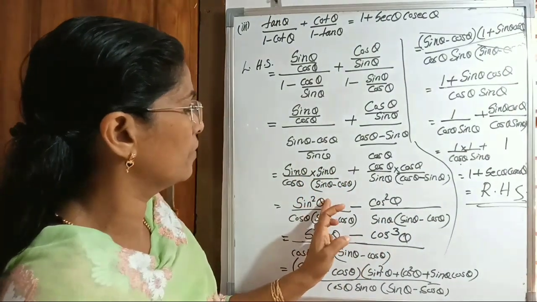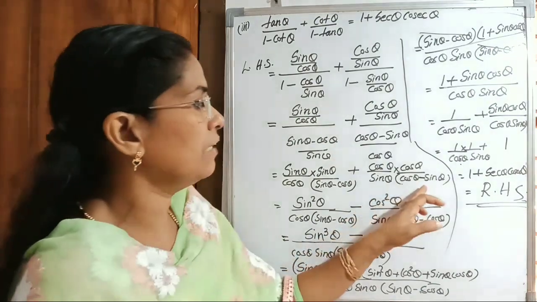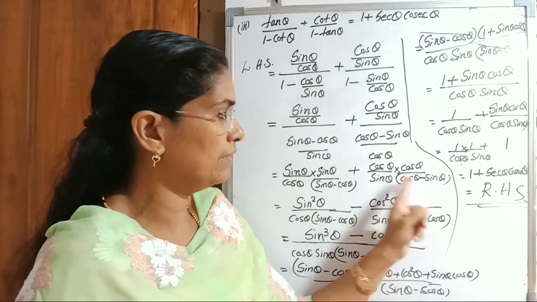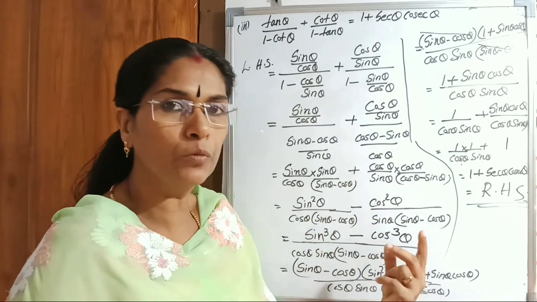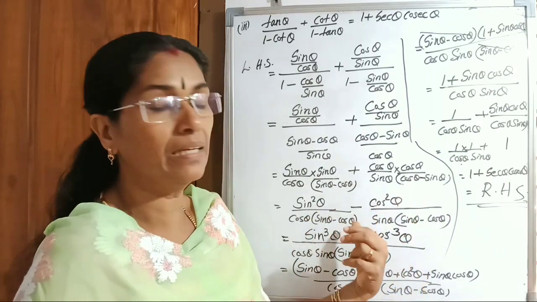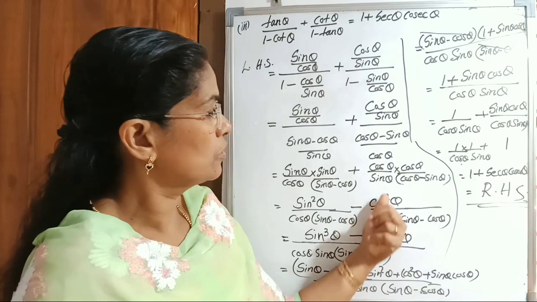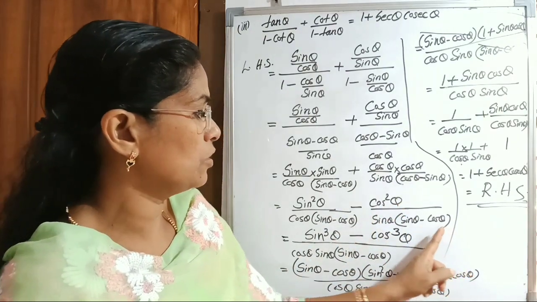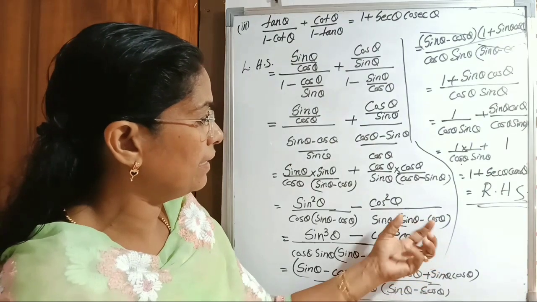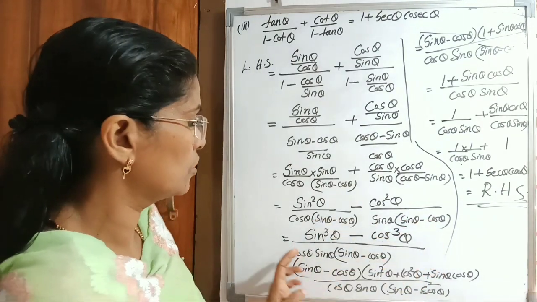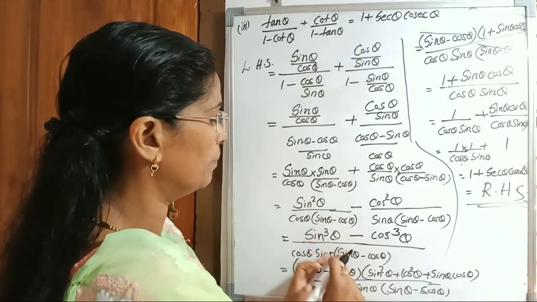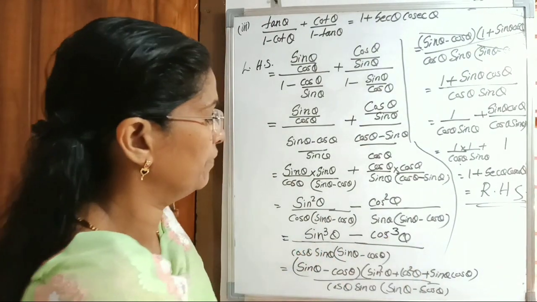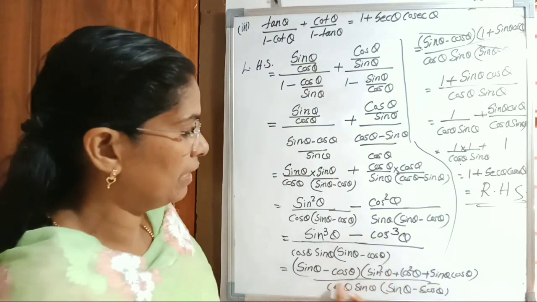So we will get sin square theta by like this. And here one term is the same term but the sign is changed, so we make it the same term by taking one negative outside. So this becomes cos square theta by sin theta into sin theta minus cos theta. This time again we take the LCM of the denominator, so sin theta cos theta in bracket. After that we multiply the numerator with sin theta and cos theta. We will get like this.